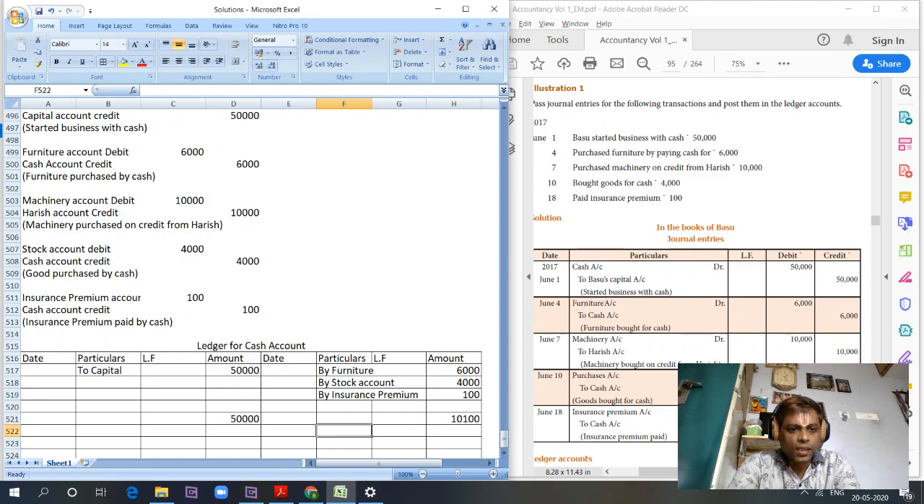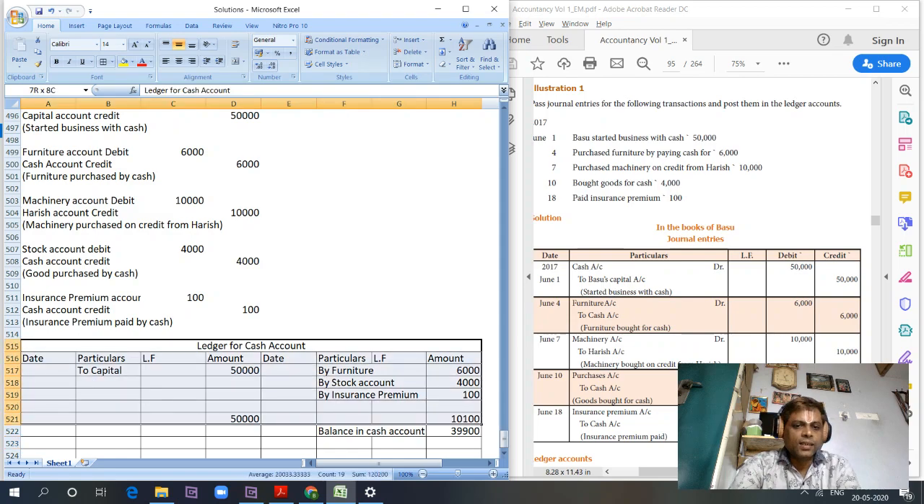So the balance in cash account is equal to 50,000 minus 10,100. Balance in cash account is 39,900. So this is the ledger for cash account.